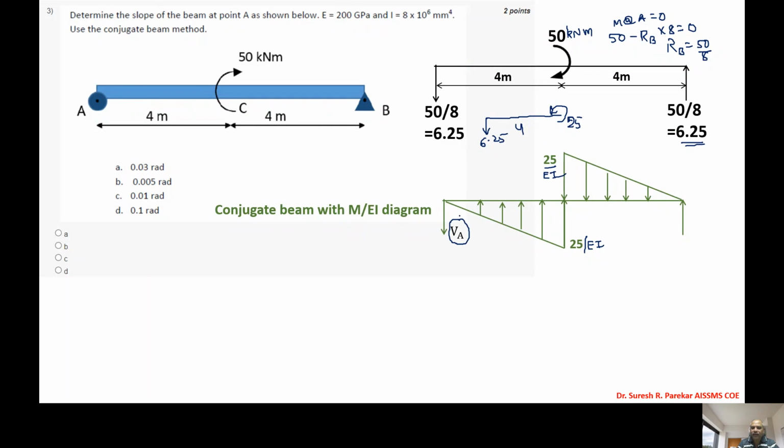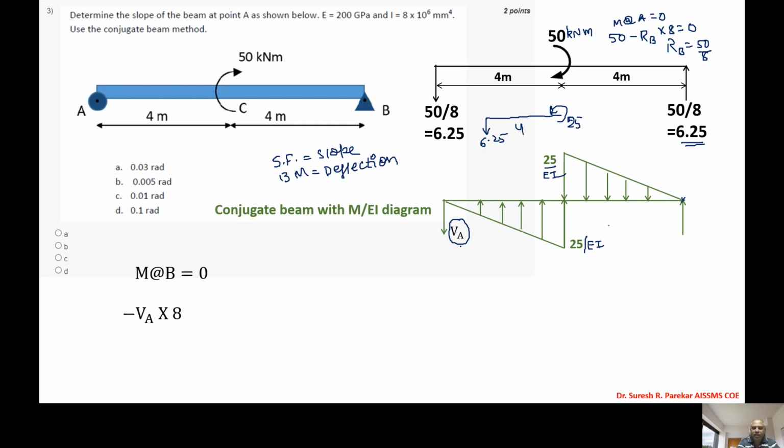We are interested in finding VA because in the conjugate beam with the M by EI diagram, you will get shear force that is equal to slope and bending moment that is equal to deflection. Now we are interested in finding the slope, so we have to find the value of VA. So we will take moment about B of this conjugate beam, and that will give me the slope at A.